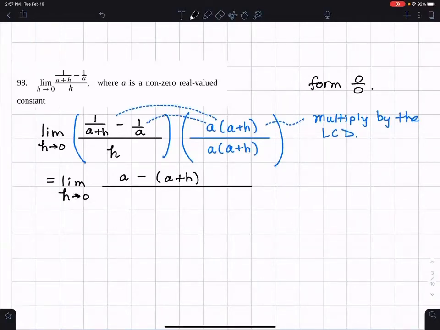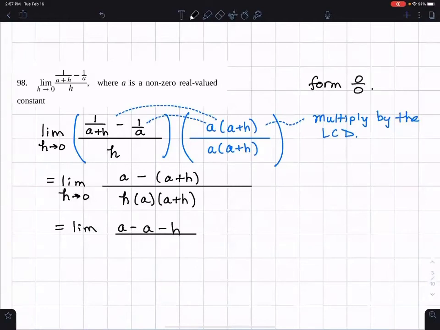Be careful with that subtraction. We need to be in parentheses. We need to be careful with that. On the denominator, I'm not going to multiply and expand at all. I am planning to cancel out that h there. And then we will distribute the negative. Distribute the negative, so the a's cancel out.